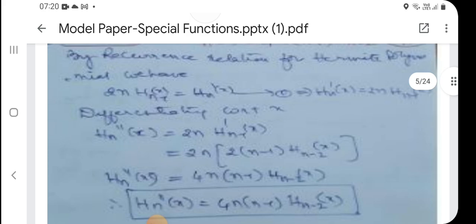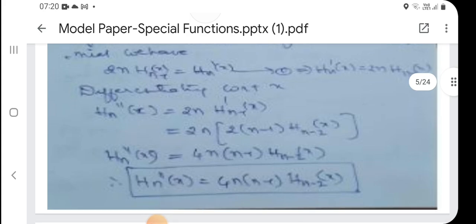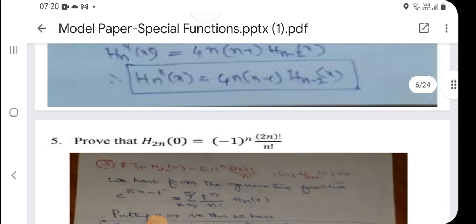Now once again applying the first recurrence formula of Hermite polynomial, H_{n-1}'(x) is given by 2(n-1) H_{n-2}(x). That is nothing but 4n(n-1) H_{n-2}(x). Thus H_n''(x) is equal to 4n(n-1) H_{n-2}(x).